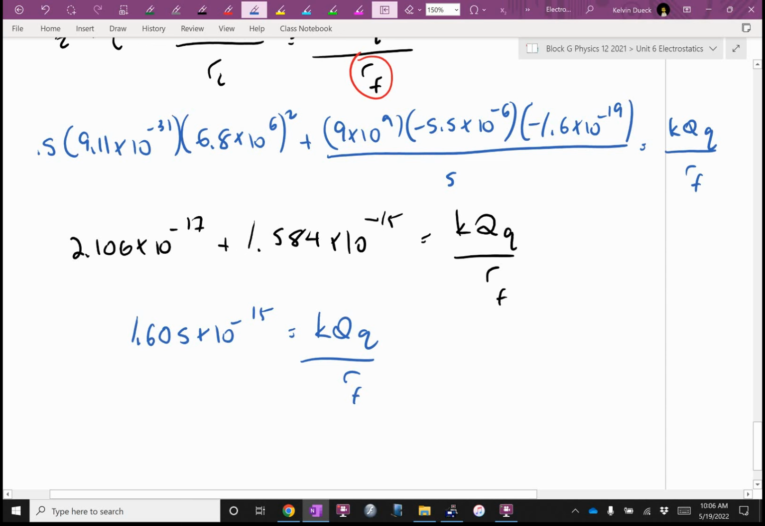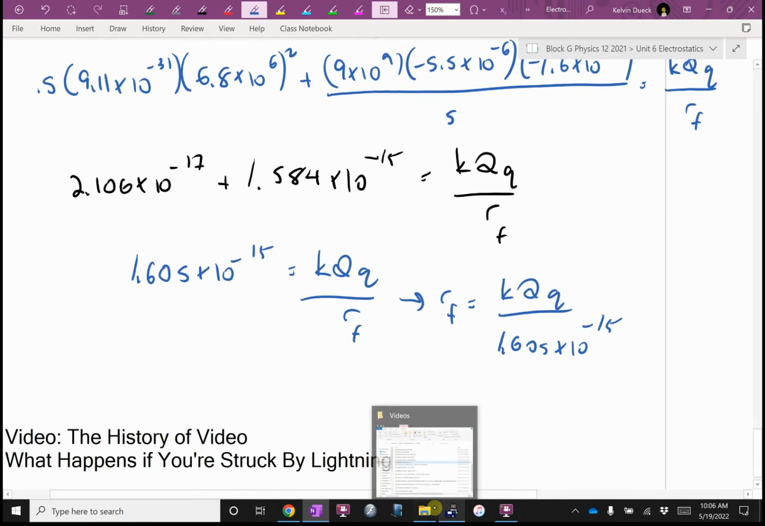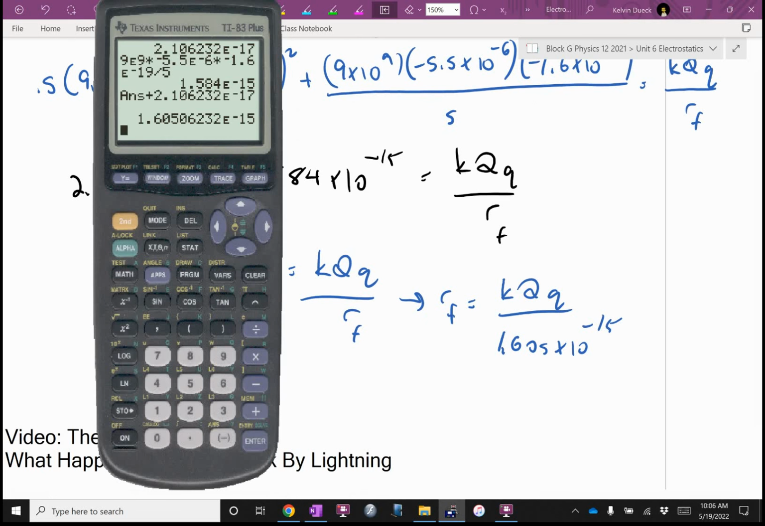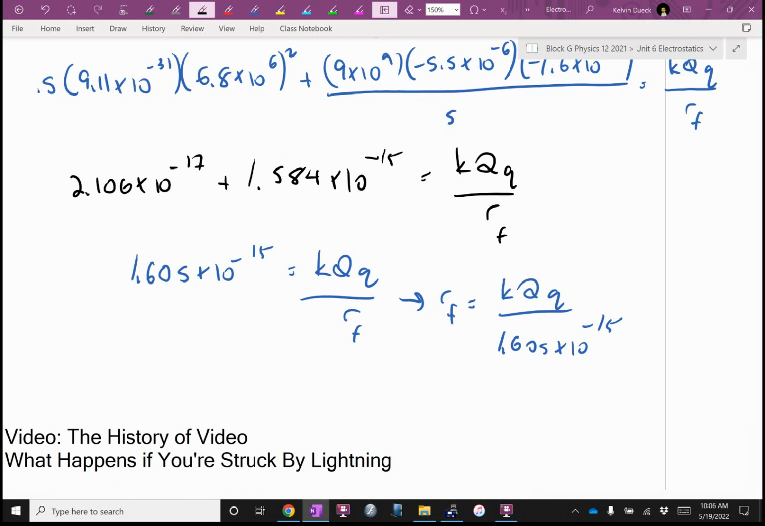Where is the r right now? Now I would do that. So now I would say, okay, r final is going to be k, big Q, little q, all over 1.605 times 10 to the negative 15. I hope this is going to work. I'll write out the numbers. It's a quiz.